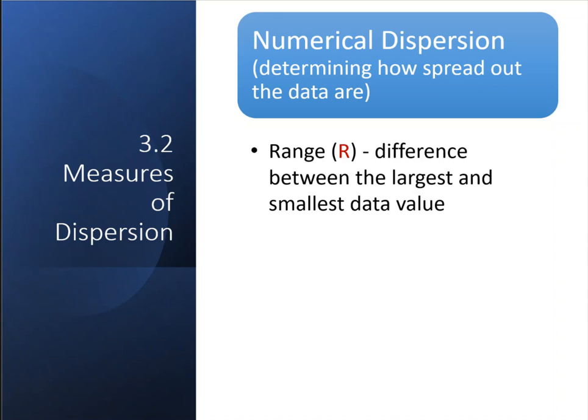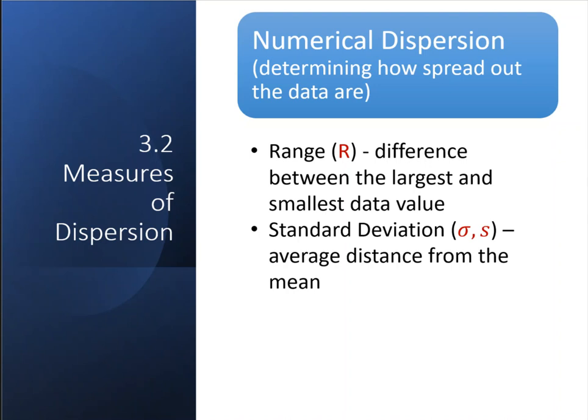We find it by taking just the difference between the largest and the smallest data values. So we're getting a sense for that range of numbers, ranging from the smallest all the way up to the largest data value. The next term we need to understand is called standard deviation.